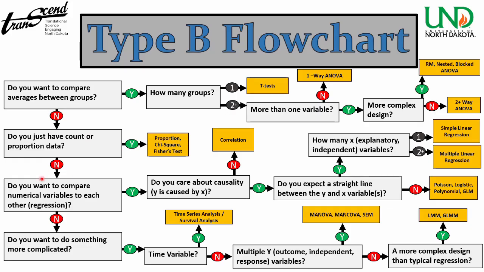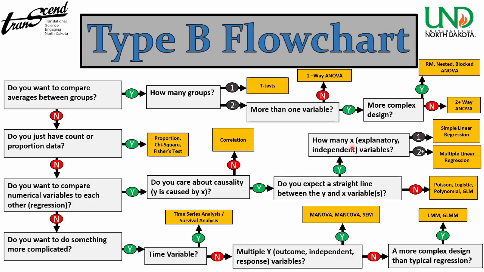If you said no to both, you might next ask, do you want to compare numerical variables to each other, aka regression? If yes, you can ask, do you care about causality? Do you care if X is caused by Y or the other way around? If not, okay, it's correlation. Pretty straightforward. If you say yes, you can ask, do you expect a straight line between the Y and X variables? You're just trying to have a scatter plot with a nice straight line of some kind.